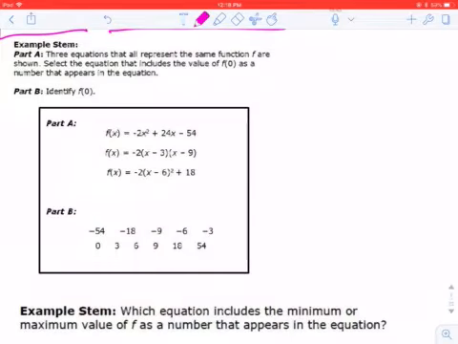3 equations, so I'm reading part A. 3 equations that all represent the same function f. So we see that there are 3 pieces here, and they're all representing the same function. So that means that they're all equal to each other.